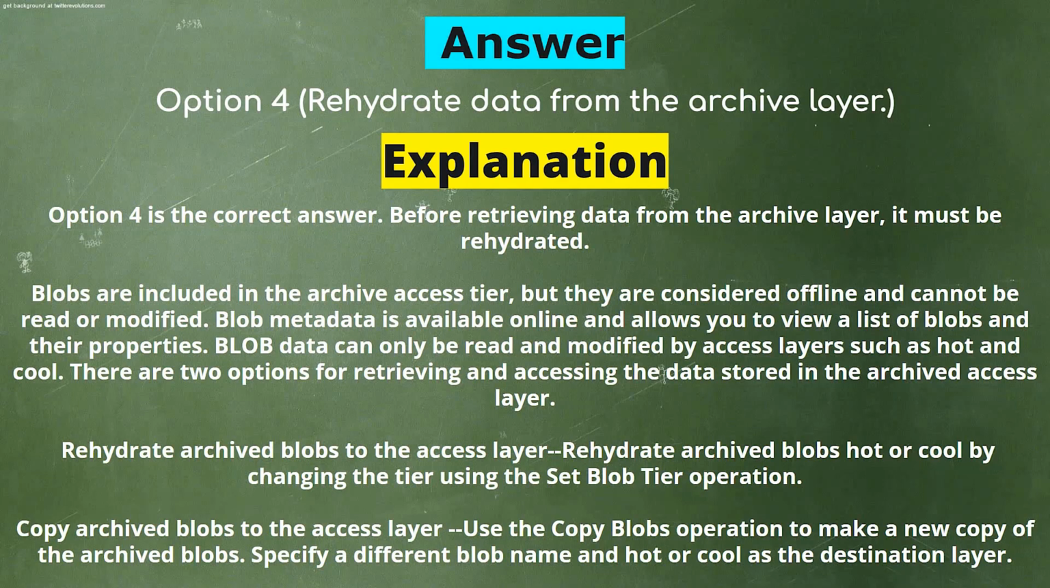There are two options for retrieving and accessing the data stored in the archive access layer. Rehydrate archived blobs to the access layer: rehydrate archived blobs to hot or cool by changing the tier using the Set Blob Tier operation. Copy archived blobs to the access layer: use the Copy Blob operation to make a new copy of the archived blobs. Specify a different blob name and hot or cool as the destination layer.